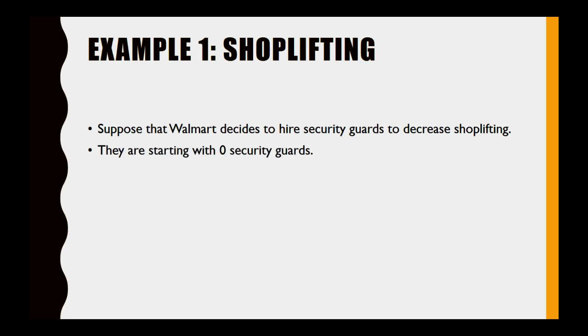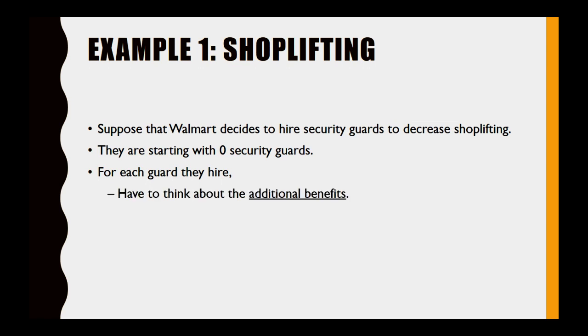And so we're going to start at the relevant margin, which is we've got no security guards. So it's important to understand that our starting point is the margin where we have no security guards. So right here, we're in charge of deciding how many security guards that they should hire. And at this point right here, we have none. So for each guard that Walmart hires, they have to think about the additional benefits.